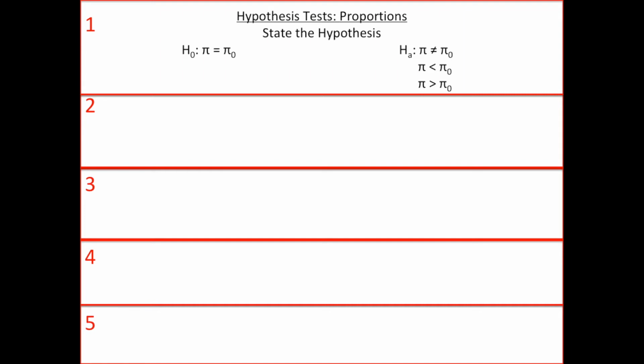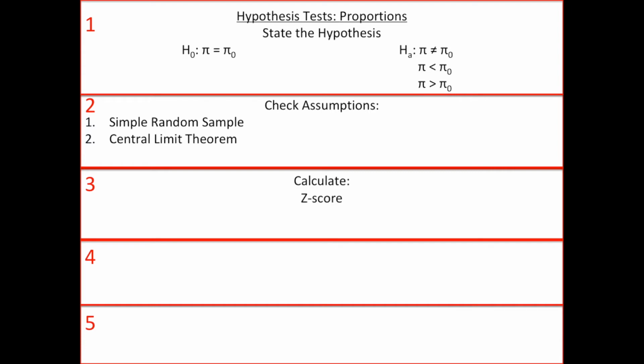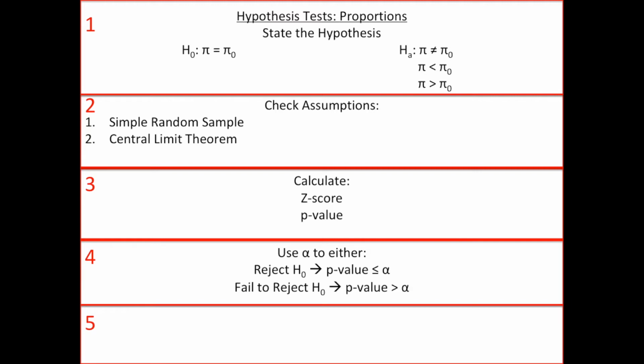Once you state your hypotheses, you're then going to check your assumptions. You always need to check for a simple random sample, and you also need to check the central limit theorem. Once your assumptions are satisfied, you're going to calculate your z-score and your p-value, and then you're going to use the p-value and compare it to alpha. So you use alpha to either reject your null hypothesis, where the p-value is less than or equal to alpha, or if the p-value is greater than alpha, you're going to fail to reject the null hypothesis.